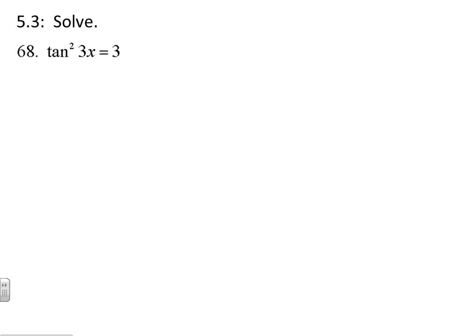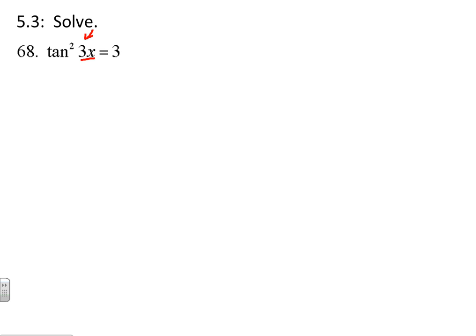Okay, here's something new. We've got a triple angle here. And I'm not used to working with triple angles, and perhaps the worst mistake you could make here, in my eyes, would be to divide both sides by 3 and cancel that 3. You can't cancel this 3. This is not tangent squared times 3 times x. It's tangent squared of 3x. So you don't have a common multiple of 3 on both sides.